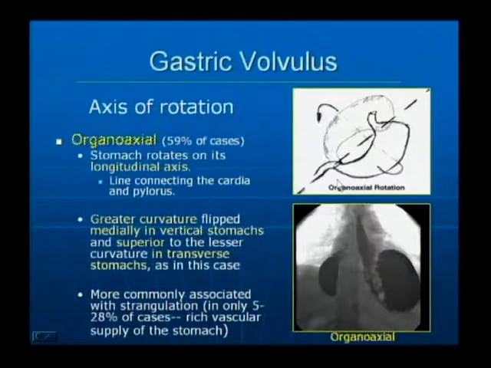So organoaxial is the slight majority of the cases. The stomach rotates along the longitudinal axis of the line connecting the cardia and the pylorus. Greater curvature is flipped medially in vertical stomachs and superior to the lesser curve in transverse stomachs, as in this case. It is more commonly associated with strangulation, and in 5 to 28% of the cases, a rich vascular supply of the stomach might be interfered with.